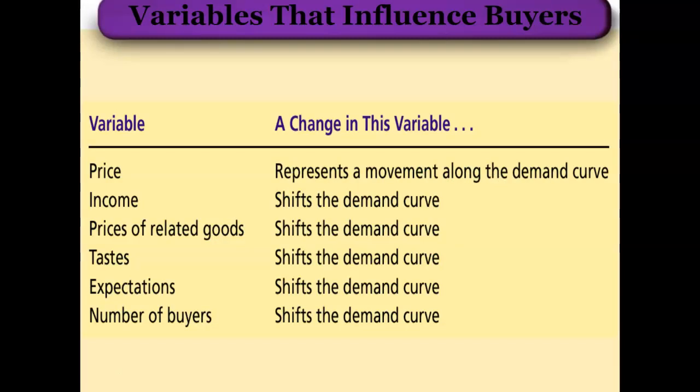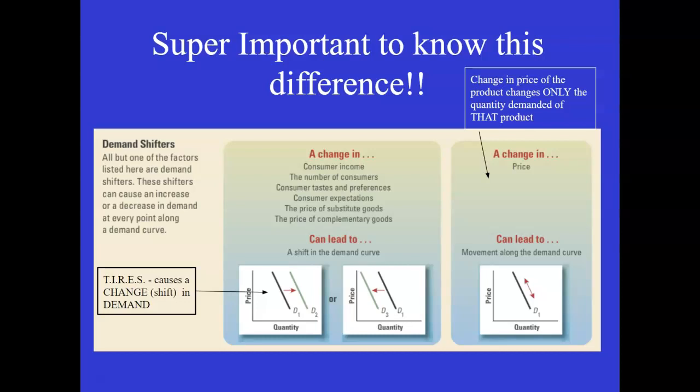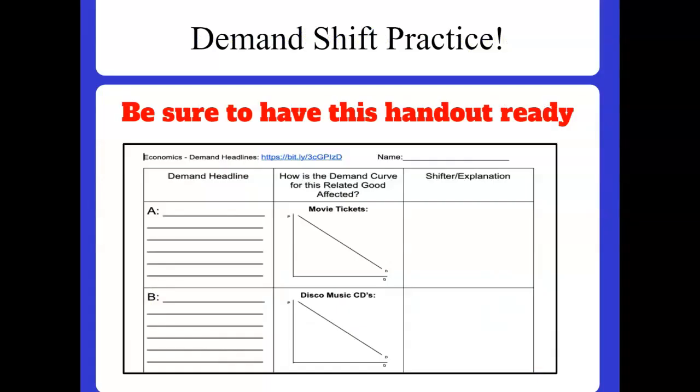So here are variables that influence buyers. Price. This just represents a movement along the demand curve, so keep that in mind. These other things here are the things that we've talked about, and they are all going to shift the demand curve. So super important to know this difference. Demand shifters, or this acronym TIRES, cause a change either to the right, increasing the demand curve, or to the left, decreasing the demand curve. Change in price of the product changes only the quantity demanded of that product. So keep that in mind.